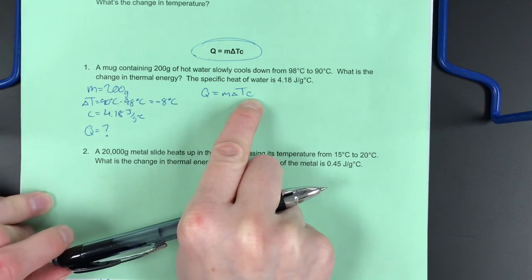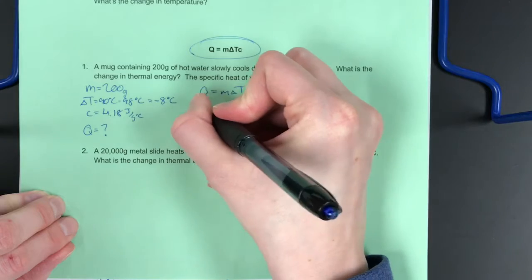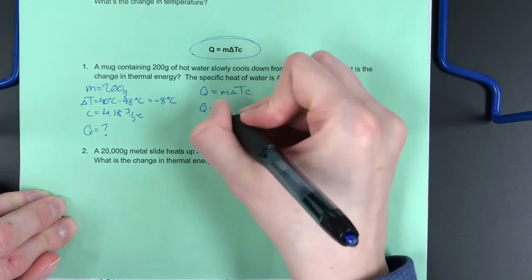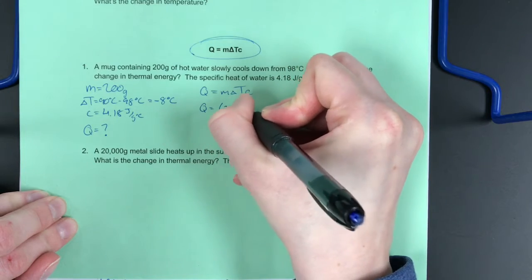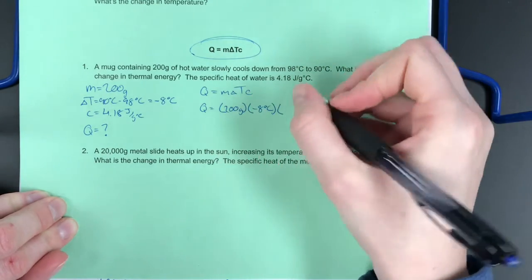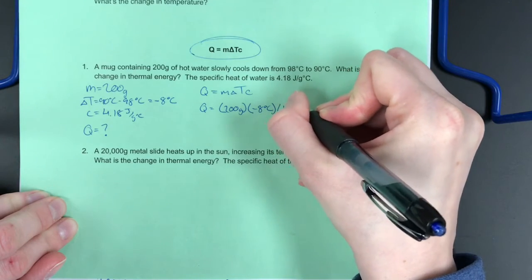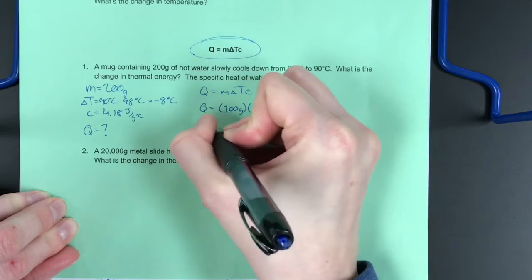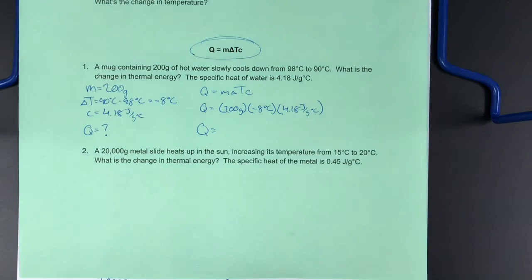Now we can plug and chug. As you plug these things in, Q equals, I always put parentheses around each one of my quantities: 200 grams. Delta T is -8 degrees Celsius. C is 4.18 joules per gram degrees Celsius.